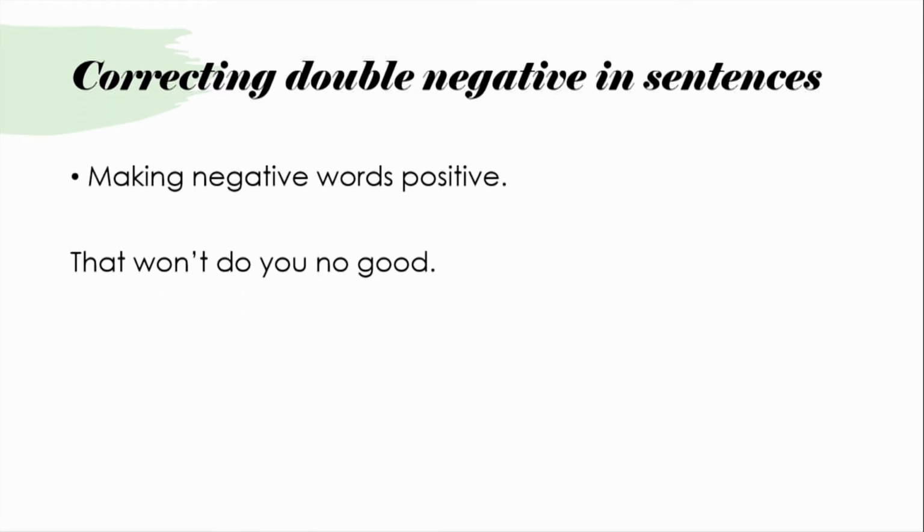That won't do you no good. We know the negative words are won't and no. So what could we change it to? We could change the word no to any, and the sentence becomes correct now by us saying, that won't do you any good. Now that's correct grammar, and that's what you should write with.